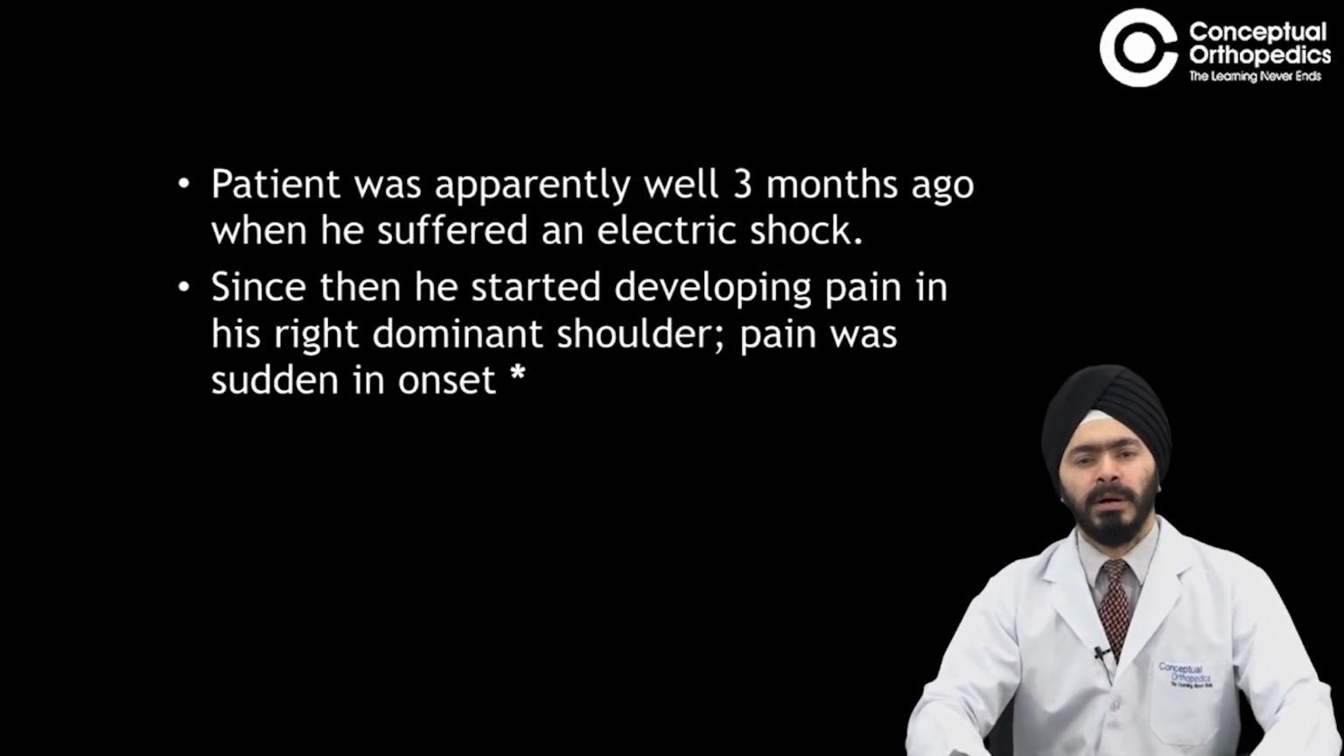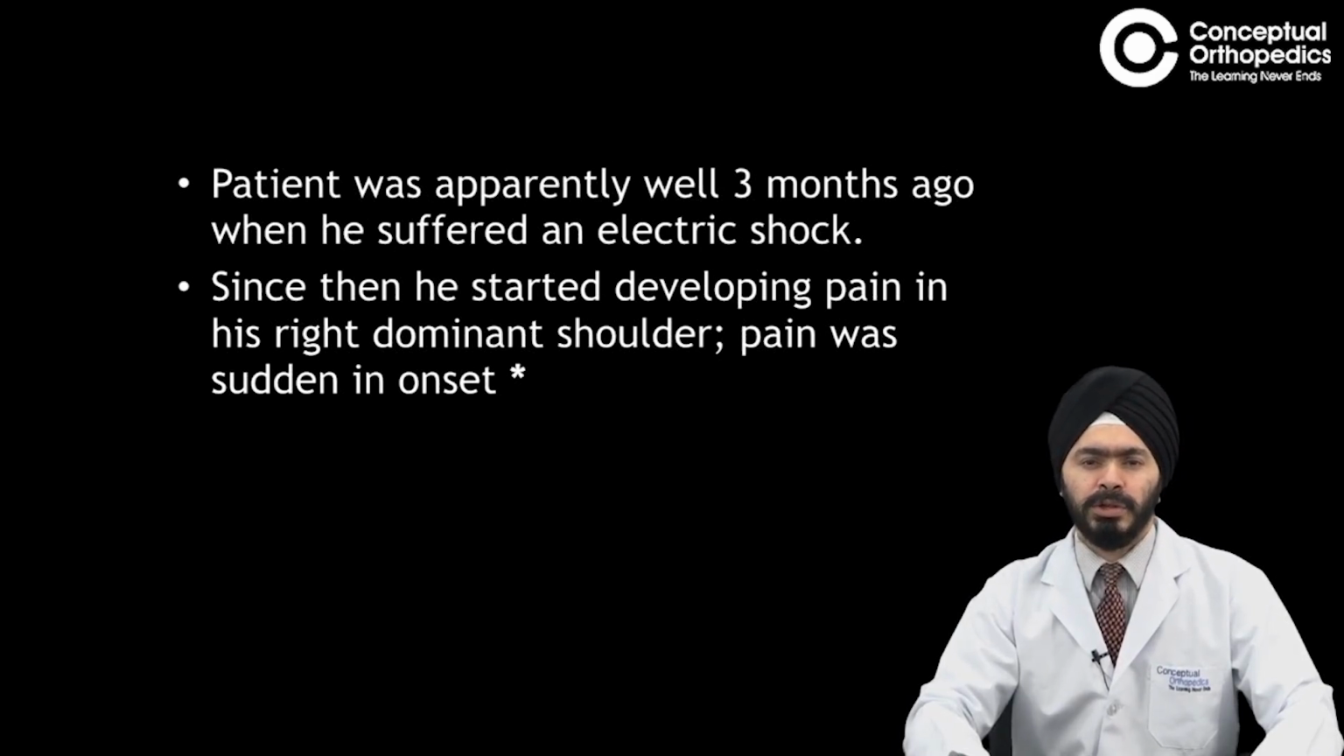In case the examiner wants you to present your history, this is the way you should go about presenting your history. The patient was apparently well 3 months ago when he suffered an electric shock. Remember, these patients with posterior dislocation of shoulder usually can give a history of electric shock, a major road traffic accident, or a history of seizures or epilepsy. So these history findings should alert you to think about a diagnosis of posterior dislocation of shoulder.